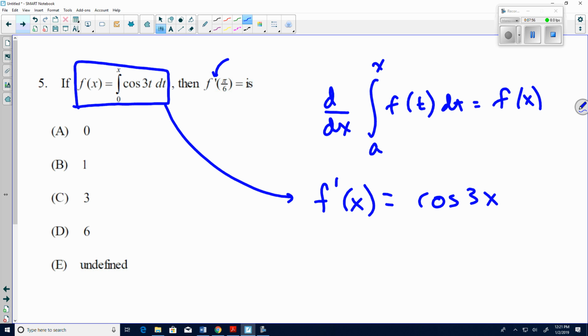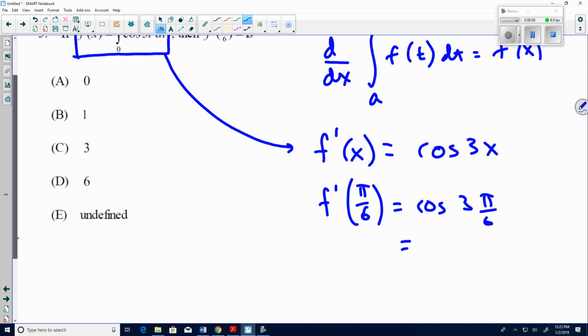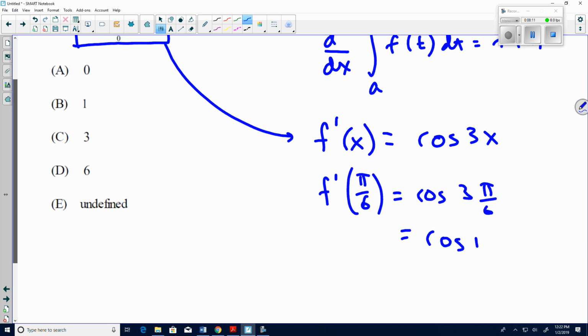But now we need to evaluate that at pi by 6. So that's the cosine of 3 times pi by 6, which is the cosine of pi over 2, right? And quick unit circle, pi over 2 is the top of the circle, and the coordinates there are 0, 1. The cosine of pi over 2 is 0.